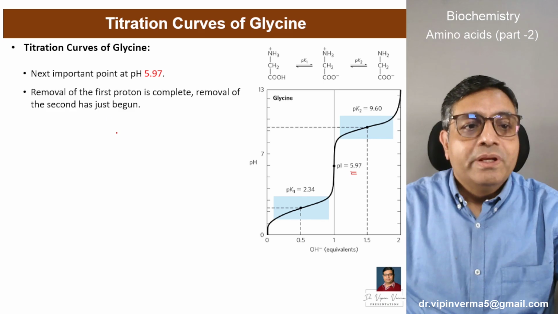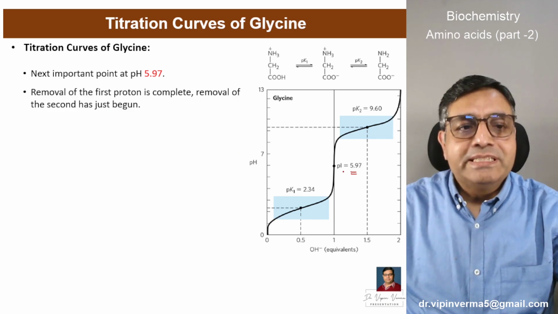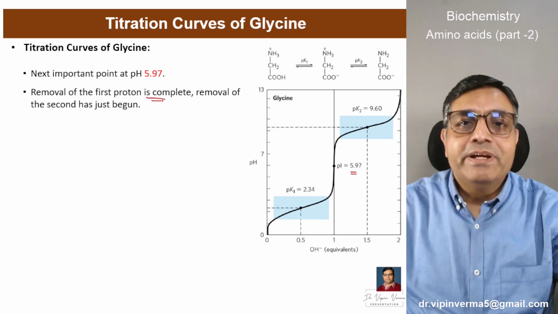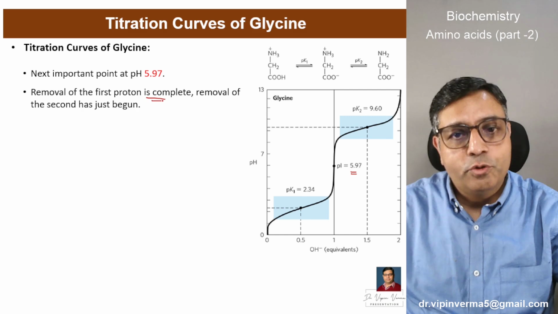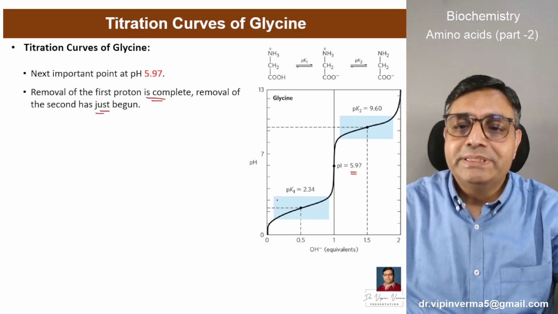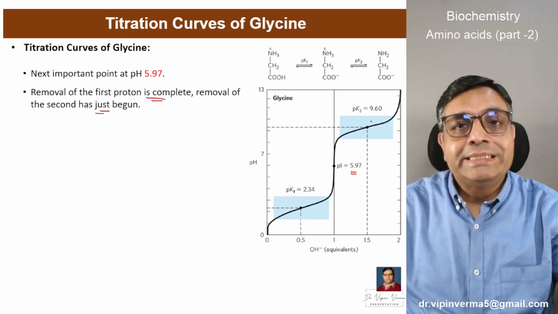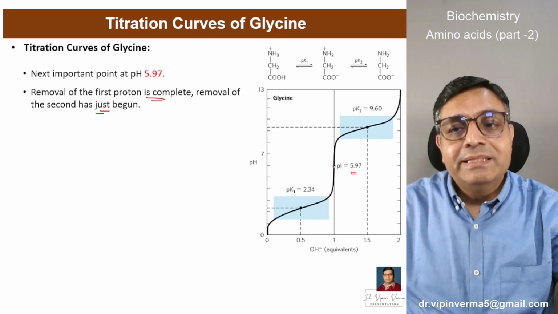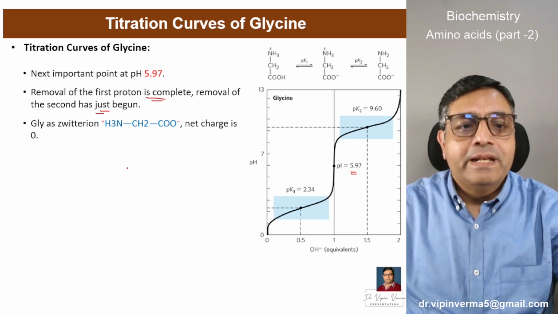Now this 5.97 is the point where the removal of the first proton is complete, where it was removed from the carboxylic group, and the removal of the second has just begun. Because you can see two deprotonation stages here. So the first proton is removed here, and that is the preparation for the removal of the second proton, which has started here. Now you know glycine as a zwitterion, where the net charge is 0.